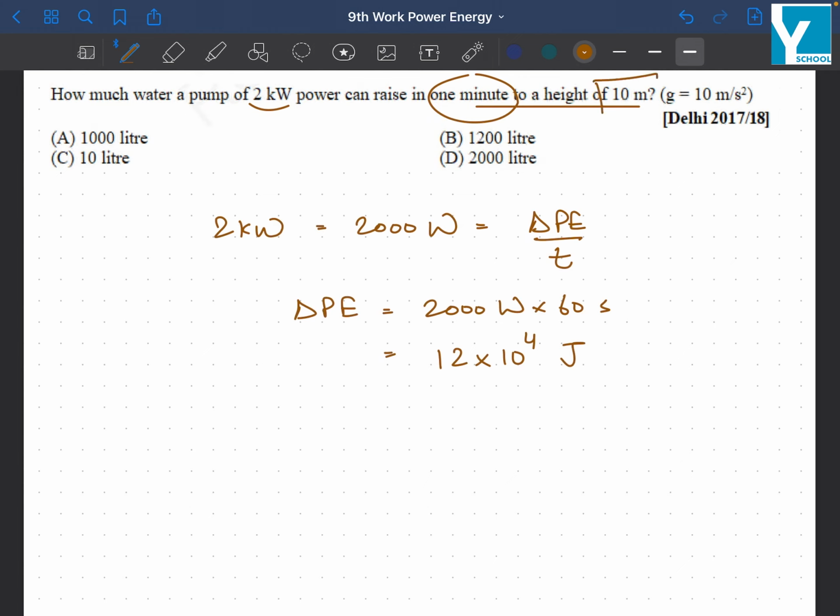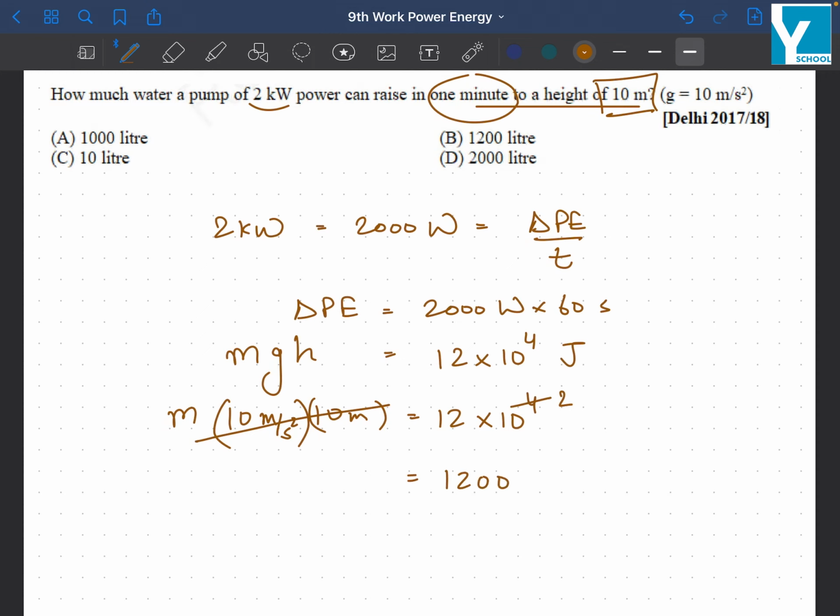Now, the height is 10 meters. We know that the change in potential energy is equal to mgh, and the height is 10 meters. Gravity is to be taken as 10. You can write the units as well, 10 meter per second square. And mass is m, which we have to calculate. So this is 12 into 10 to the power 4. We can remove 2 tens from this power, and we will get 1200 in SI units.